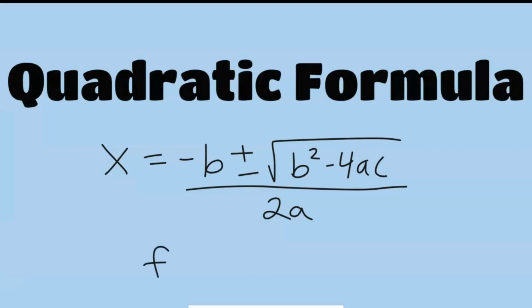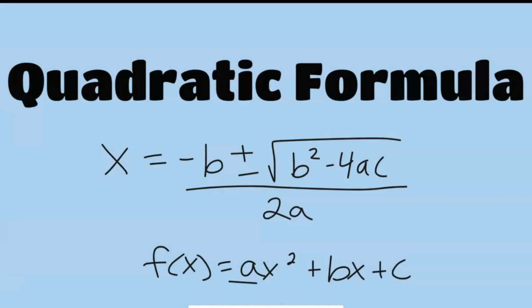So we're using this again when our quadratic equation is in standard form. So f of x is equal to ax squared plus bx plus c. A, B, and C in our quadratic formula come from the coefficients and the constant term of the quadratic equation.